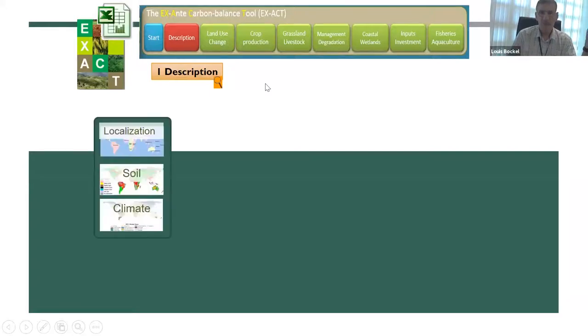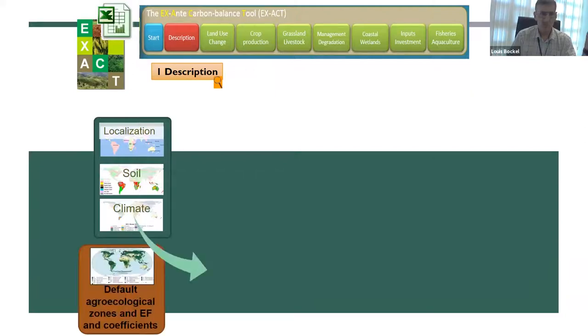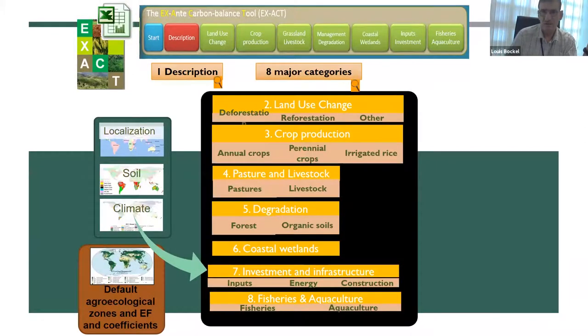Now, after having specified localization, soil and climate, we move to the technical modules of EX-ACT, which are eight major categories: we have land use change, crop production, and so on. In every module, we have submodules. For land use change, we have deforestation, reforestation, and other land use change. For crop production, we have annual crops, perennial crops, irrigated rice. For pasture and livestock, we have pasture and livestock. For degradation, we have forest and organic soil, and so on.